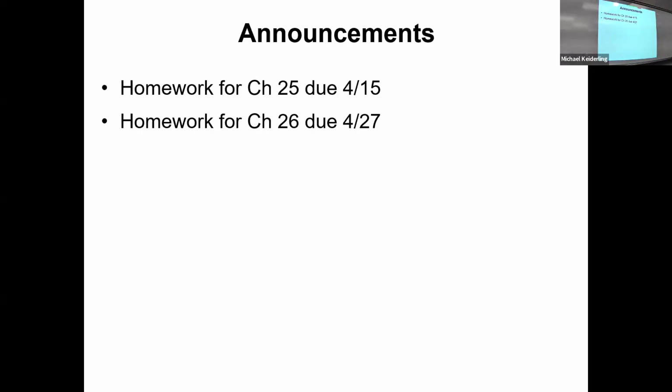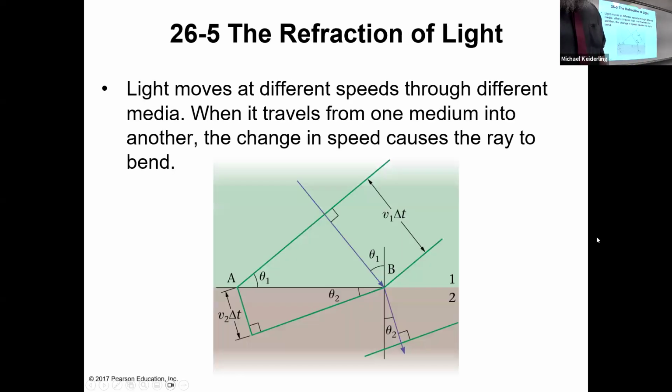So continuing on with what we were covering, we've been talking about optics. One of the things that happens with optics is that light will move at different speeds through different mediums. And when it travels from one medium into another and changes speed, because it's a wave, this side of the wave will slow down before this side, and the direction of the light will bend.